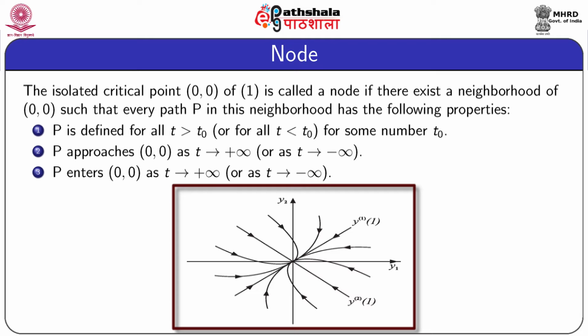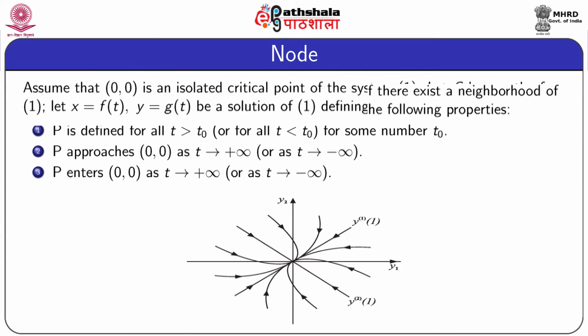And since the arrows are in the direction towards the origin, this is the case where t tends to plus infinity, and if the arrow is moving away from the origin, that is the case where t tends to minus infinity.